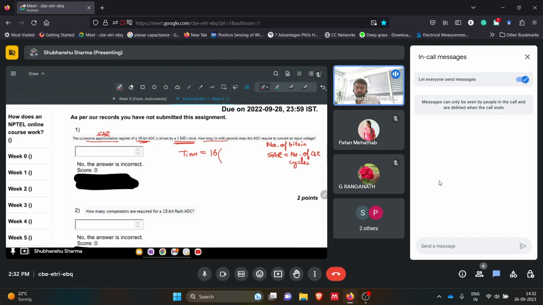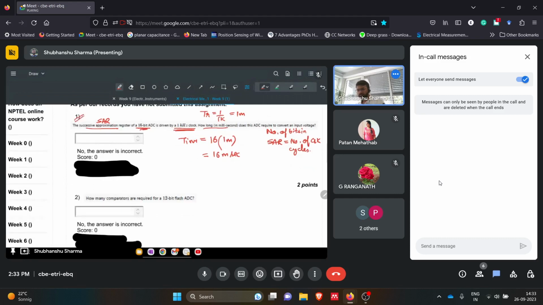We know the frequency, so we can calculate the time period, that is T, which is 1 by 1 kilo, that will be 1 milli. If we multiply this one pulse period with all the total clock pulses, then we will get the total time in milliseconds taken by the SAR, successive approximation register. So this is simple.